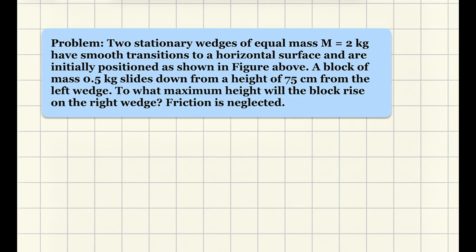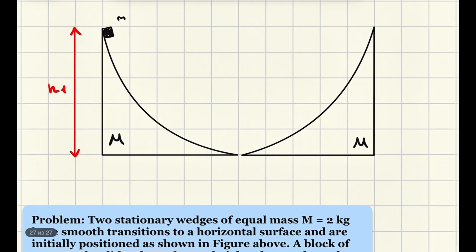A block of mass 0.5 kilograms slides down from a height of 75 centimeters from the left wedge. To what maximum height will the block rise on the right wedge? Friction is neglected. So to imagine it, it would be something like this. In the figure, it might not seem like a perfect circle, but in fact it is. It has to be circular, if you can imagine it.